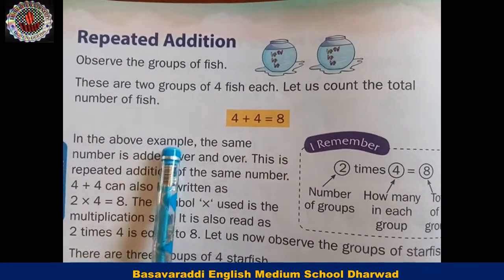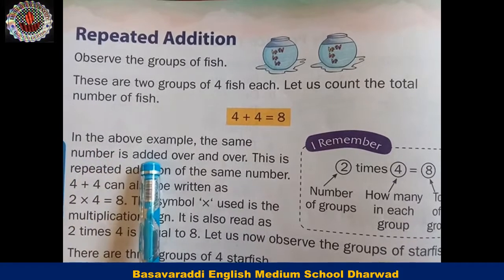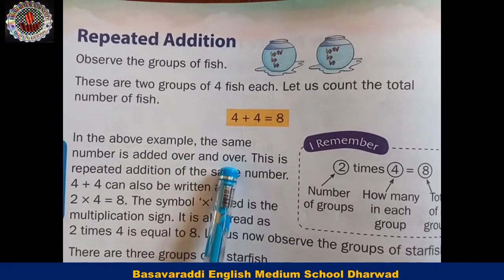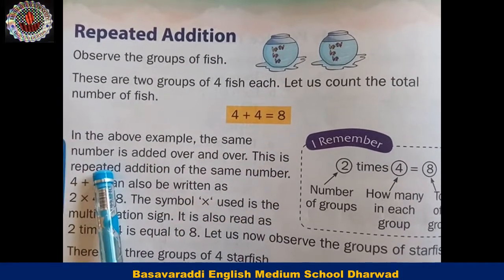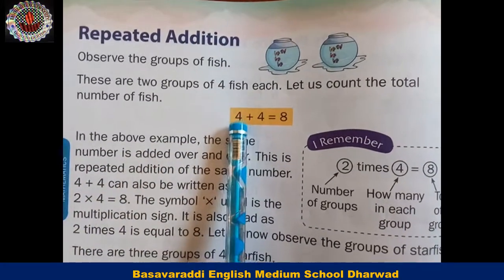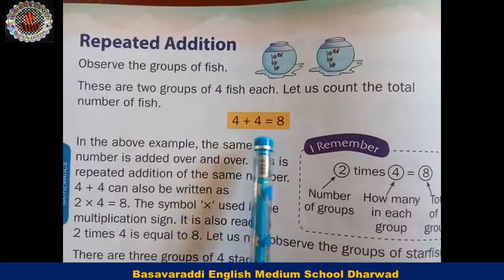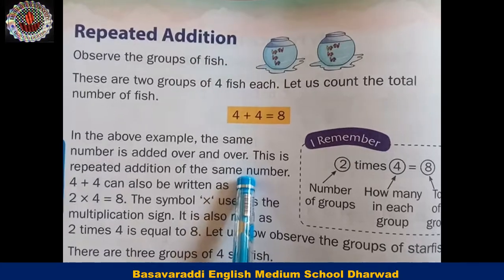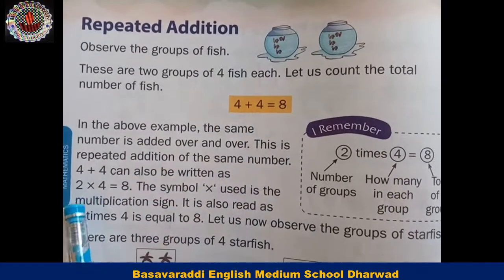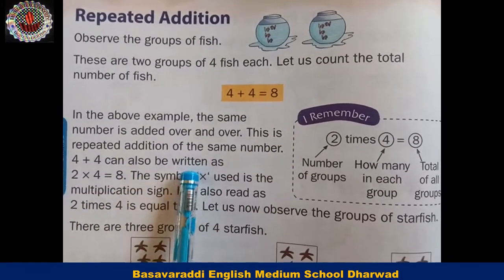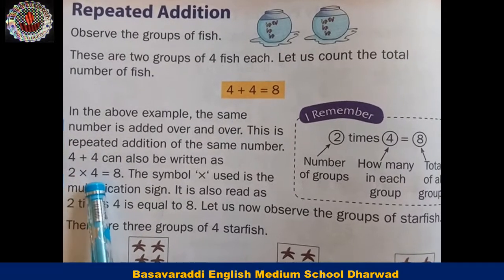And for example, the same number added over and over. This is repeated addition. See, we are adding 4 each time. That is repeated addition of the same number. 4 plus 4 can also be written as 2 times 4 is equal to 8.